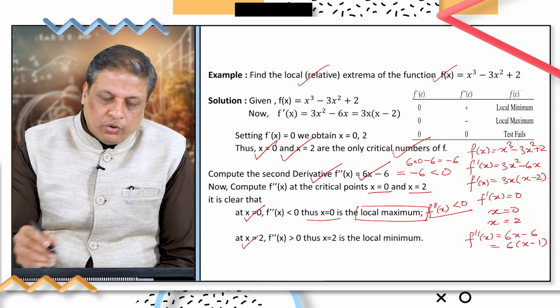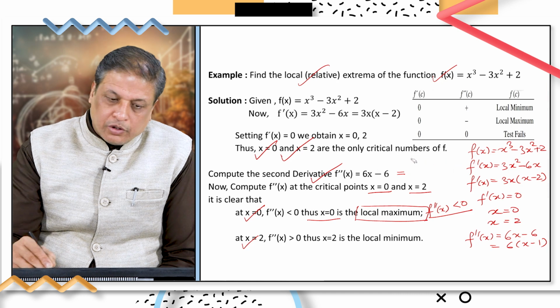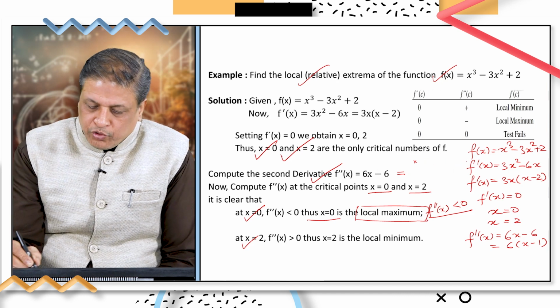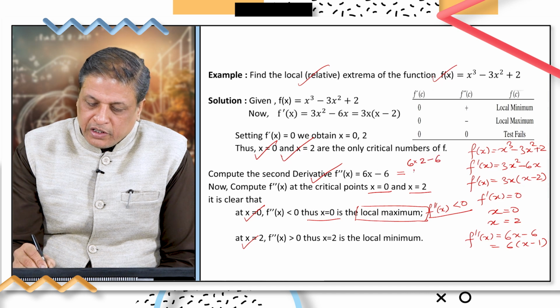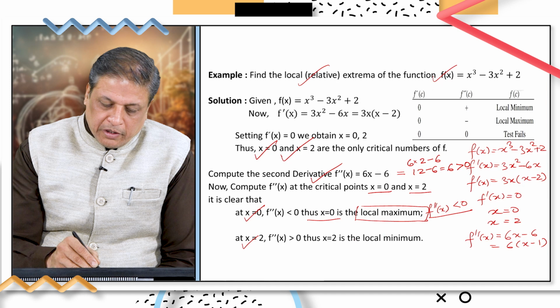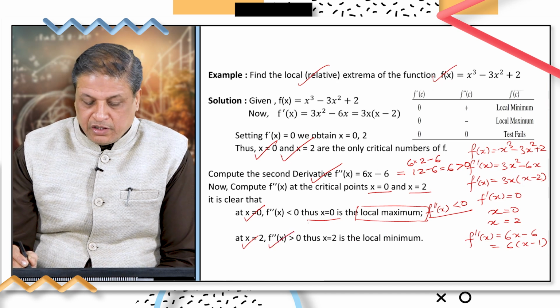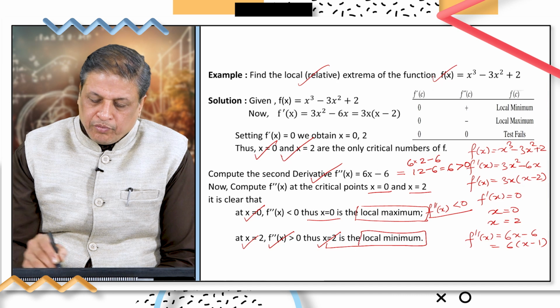Substituting x equal to 2 in this equation, 6x minus 6, what are you going to get? You are going to get 6 into 2 minus 6, that is 12 minus 6, that is equal to 6, which is greater than 0. So that means f''(x) is greater than 0 at x equal to 2. So x equal to 2 is nothing but a local minimum.